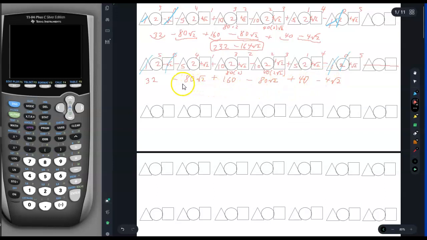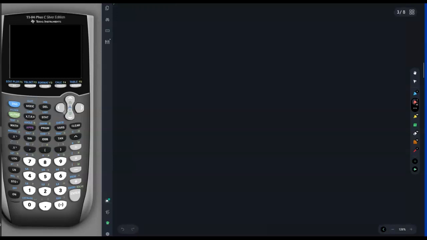Okay, now I can combine like terms. So I could combine all the integers, and I could combine all the square root of 2 terms together. So the integers together, 160 plus 40 is 200, plus 32 is 232. And then to combine all the square root of 2's, I just add the coefficients. Negative 80 minus 80 is negative 160, plus negative 4 is negative 164 square root of 2. Okay, and that is my answer. I can't simplify it any more than that. All right, let's move on to the next one.